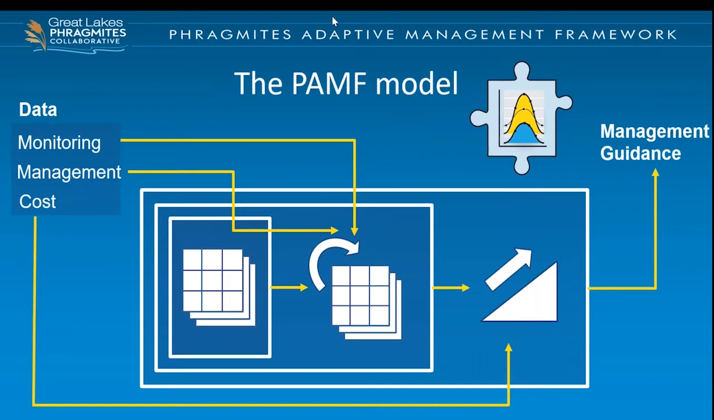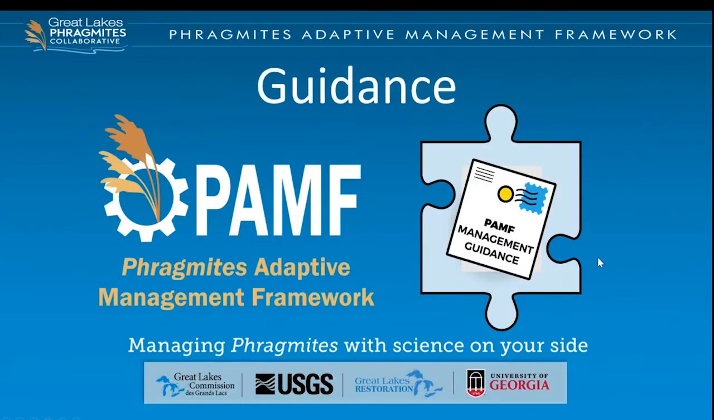Okay, so now we're going to talk about guidance. And guidance is one of the main benefits of participating in PAMF. So the model is going to run each August, and then by mid-August, you're going to receive the guidance that the model predicts is going to have the greatest reduction in your Phragmites at your specific management unit at the lowest cost.